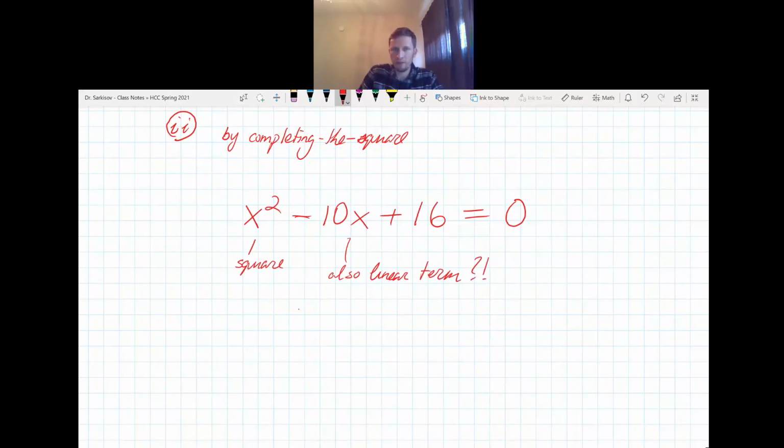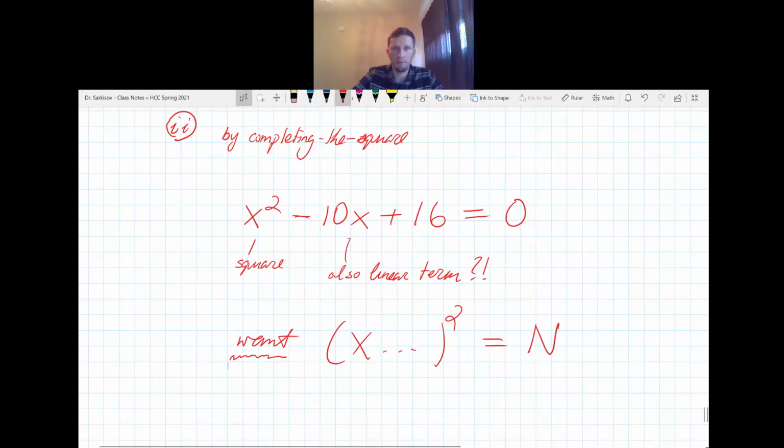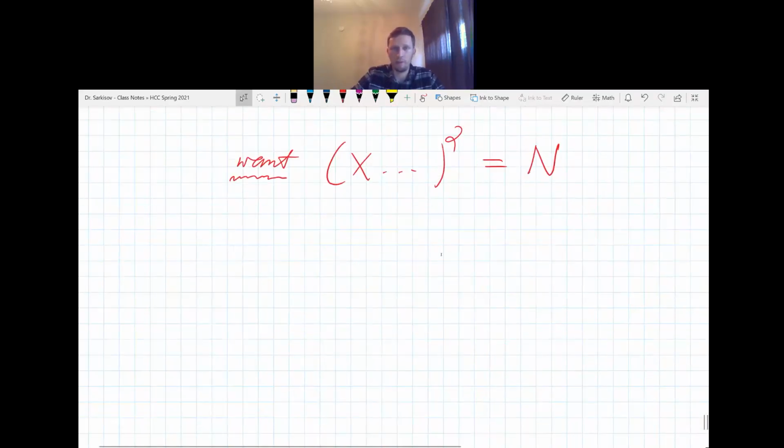So if I even get rid of this by itself, I'll have this stuff all by itself on the other side together. And how do I solve x squared equals x stuff? That doesn't make too much sense. We don't have a method for that. So also linear term, what do we do, right? I want something squared, x and then blah blah blah squared is equal to something. Remember that number, and then I can do the square root property. That's what I want. But too bad, it's not what I have. Let's learn something new. So we're going to complete the square.